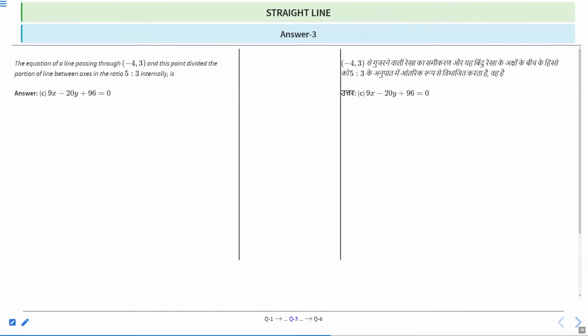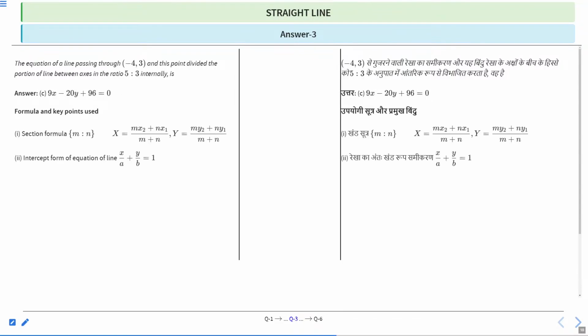Solution. The formula and key points we will use in this question is the section formula, in which the x coordinate is (mx2 + nx1)/(m + n), and the y coordinate is (my2 + ny1)/(m + n). Second, the equation of a line in intercept form can be written as x/a + y/b = 1. Now let's do the solution.